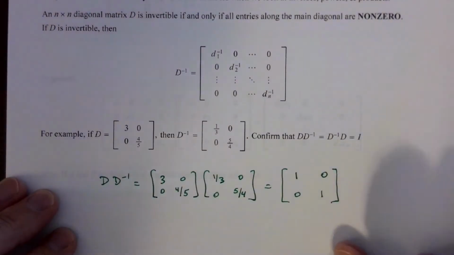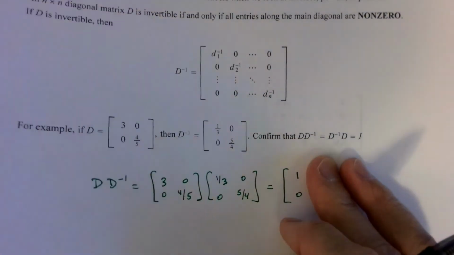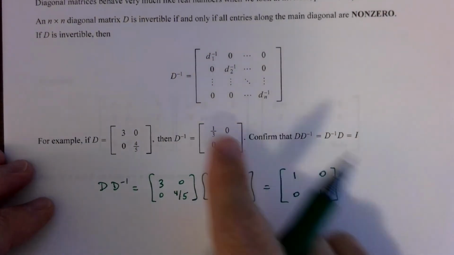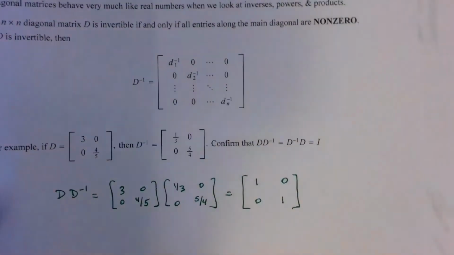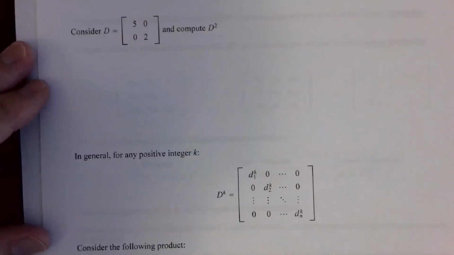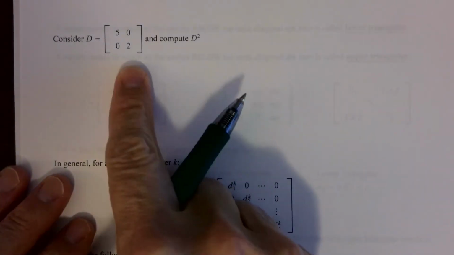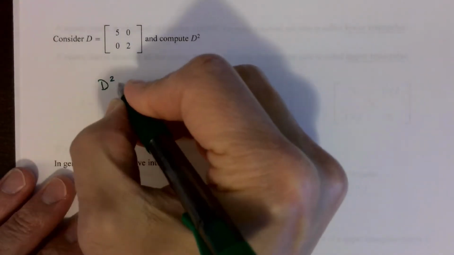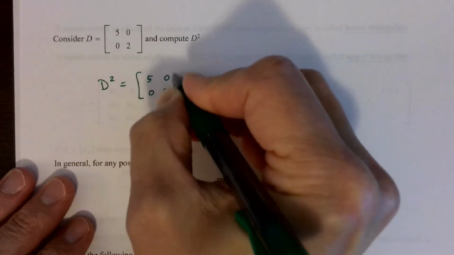That is a nice little feature, and it's kind of reminiscent of real numbers, because when we talk about real numbers, we don't have inverses, but we have reciprocals, right? The reciprocal for a real number is basically what's going on when we talk about the inverse of a diagonal matrix. Some other things with diagonal matrices: if I compute powers, remember we can do powers of square matrices. What would D squared be for this square matrix? Well, that means we multiply the matrix by itself.